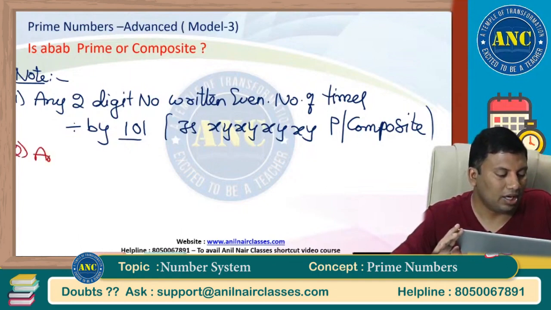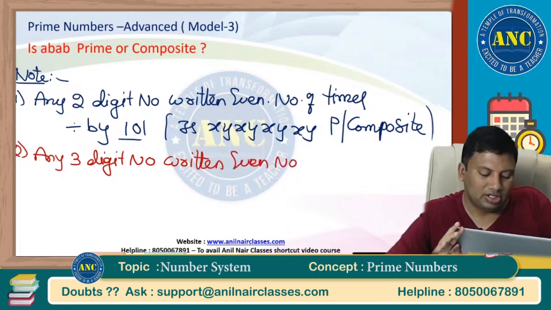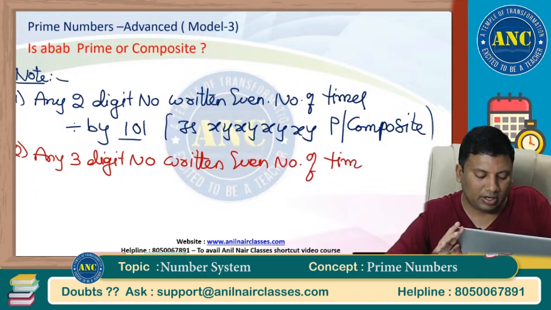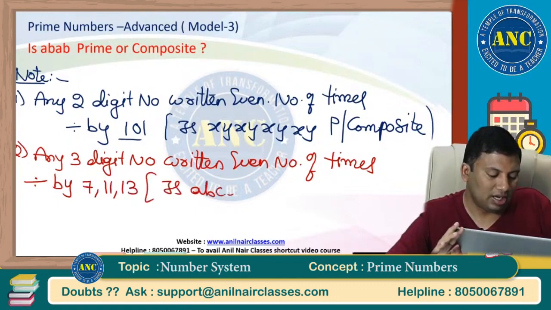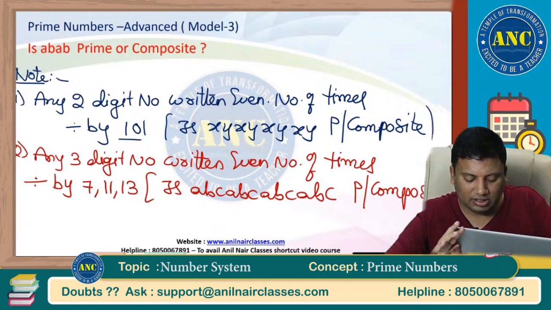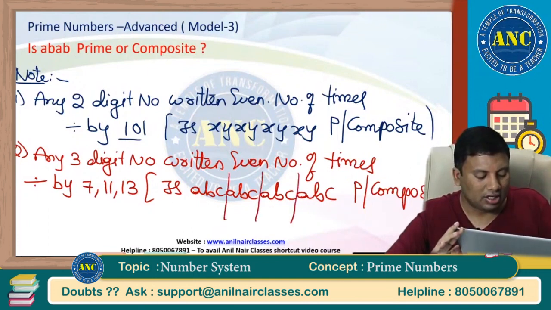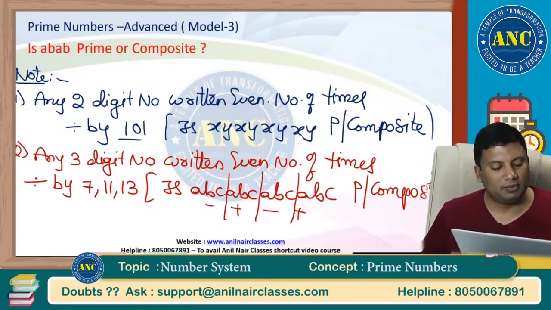Similarly, any 3-digit number written an even number of times is always divisible by 7, 11, 13. For example, if the question is ABC, prime or composite, take a group of 3 digits, alternately plus minus. So the answer is divisible by 7, 11, 13.